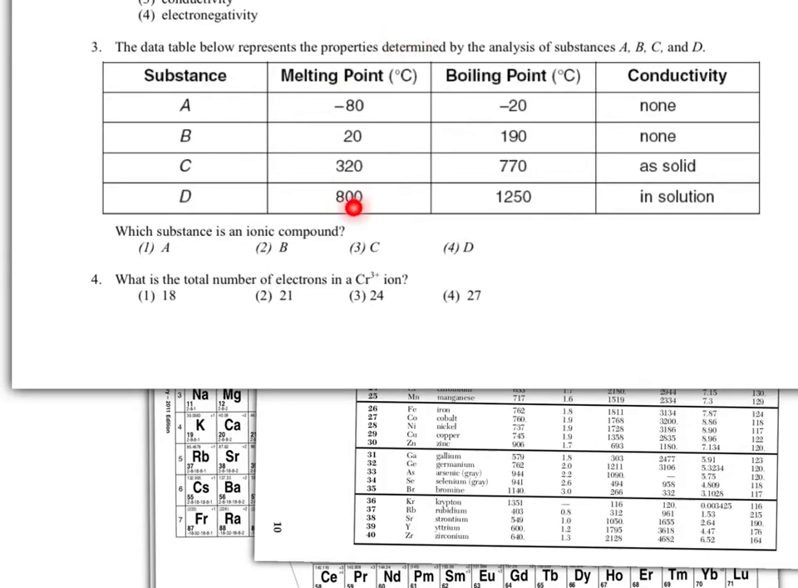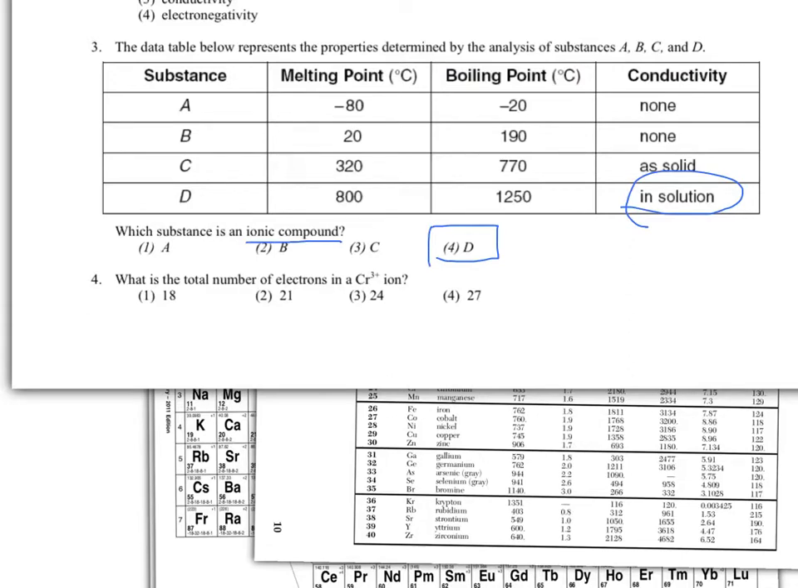Notice the table has melting point, boiling point, and conductivity data. Ask which is an ionic bond. Now ionic bonds have high melting points and boiling points, and they conduct electricity only in the molten and aqueous states. The word aqueous also means in solution, so choice D would also be an ionic compound.